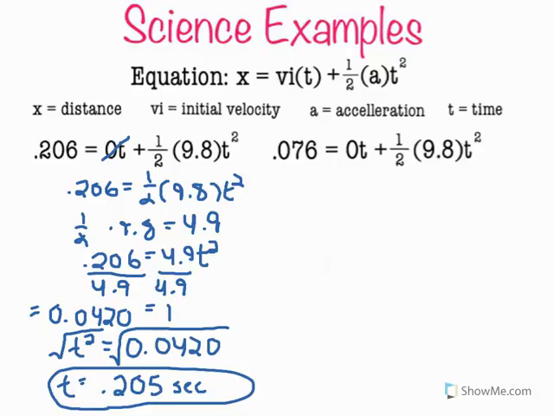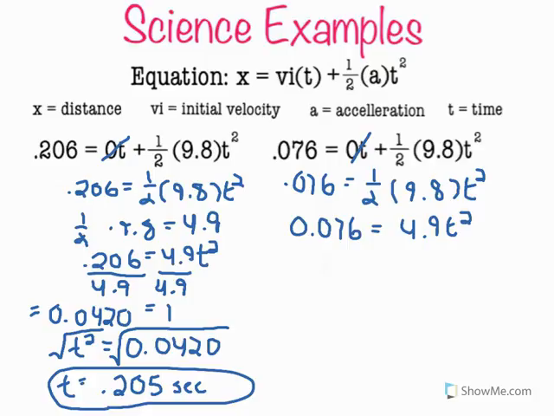Just like in our first example, we can eliminate 0t from our equation because 0 times any given number is 0. We are now left with 0.076 equals 1/2 times 9.8 times t squared. We can once again simplify the equation by multiplying 1/2 and 9.8, which we know is 4.9. 0.076 equals 4.9 t squared.